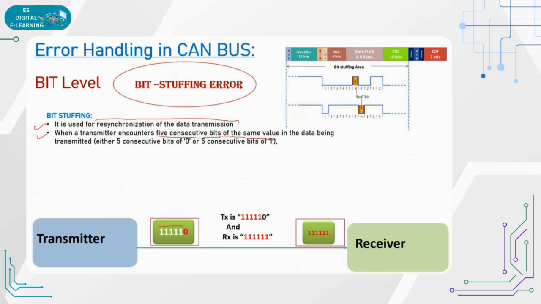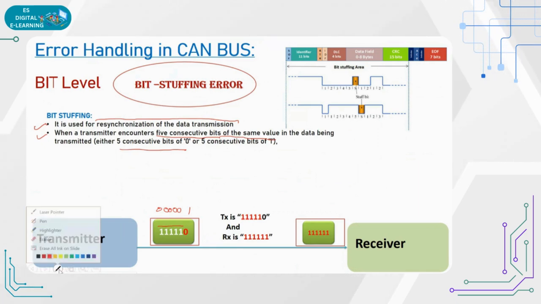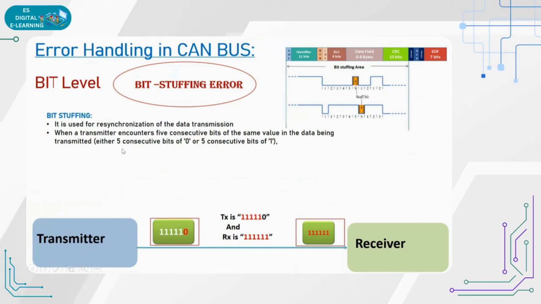Now we can see it is ones, but sometimes it will be zeros also. 5 consecutive bits means a sequence of 5 continuous bits of zeros, or 5 bits of ones. You can write down: it is used for resynchronization when the transmitter encounters 5 bits of the same value in the data being transmitted, either 5 consecutive bits of 0 or 5 consecutive bits of ones.